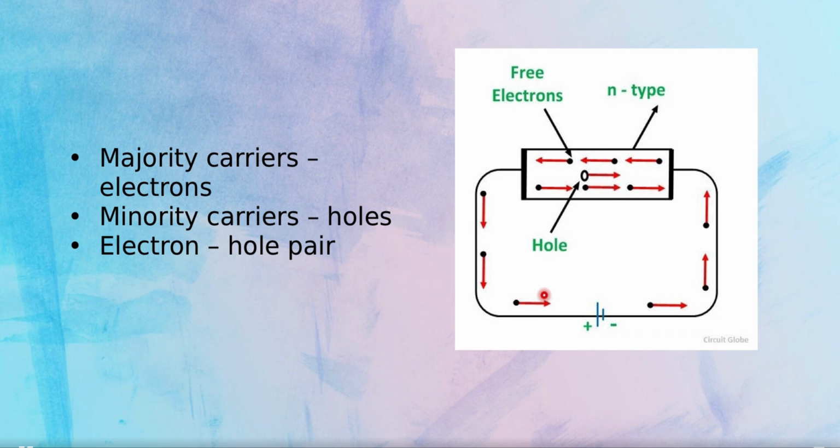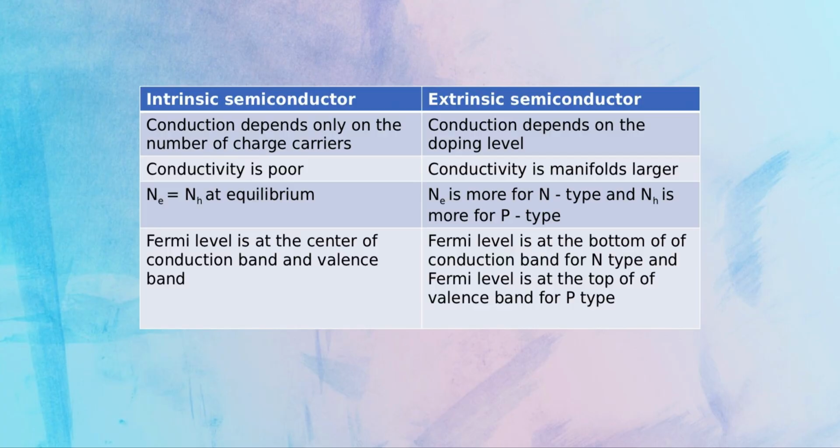Now, apart from the above differences between p-type, n-type and intrinsic semiconductors, let's also look at some more differences. The conduction of an intrinsic semiconductor depends only on the number of charge carriers, but in an extrinsic semiconductor, the conduction depends upon the amount of impurity that we add. Like, even in an n-type semiconductor, the conductivity is actually very high compared to that of a p-type semiconductor.